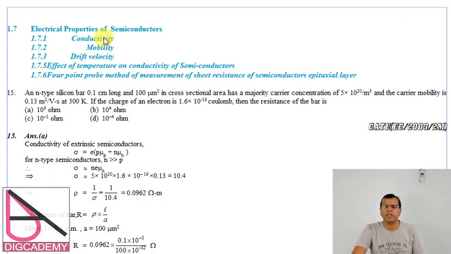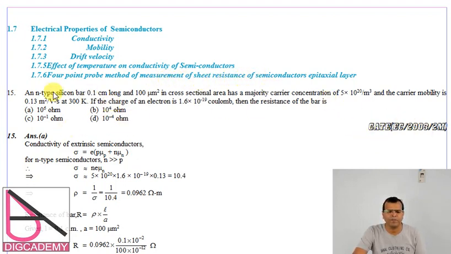In electrical properties of semiconductors, we studied conductivity, mobility and drift velocity. We have also studied the effect of temperature on conductivity of semiconductors. We have not seen the 4-point probe method of measurement of sheet resistance. We will discuss it later.